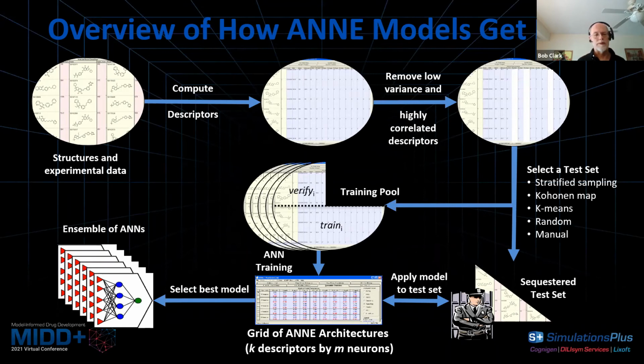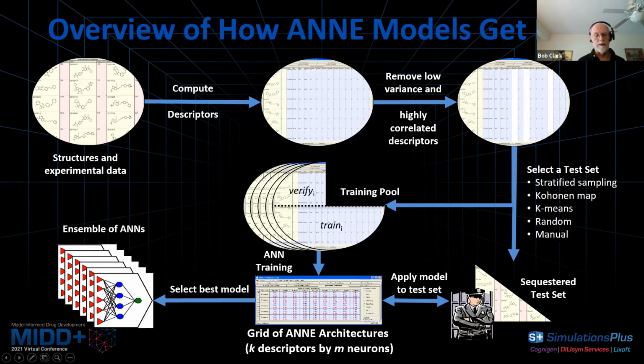We split it out, sequester a test set, and then take the training pool and split out several folds, each with its own split between proper training set and verify set. Again, about 2 to 3 proportion, about 60% in the proper training set, and generate a grid of artificial neural networks where each cell in the grid is an ensemble.